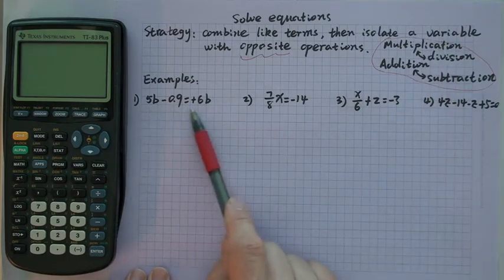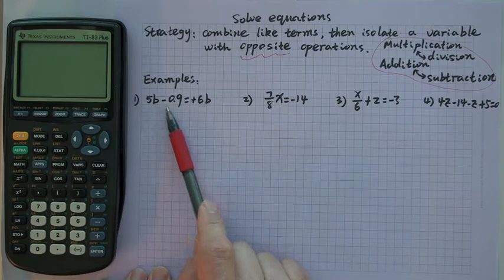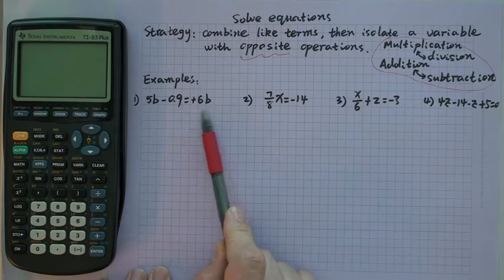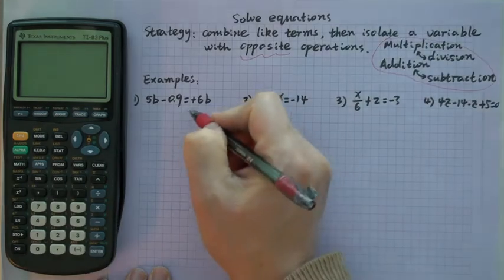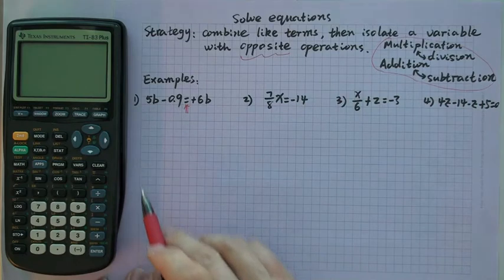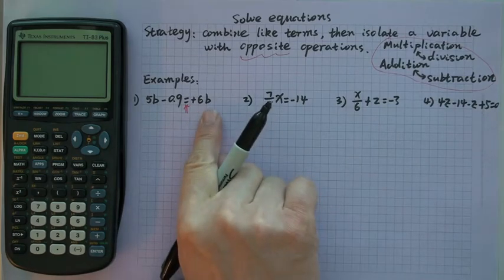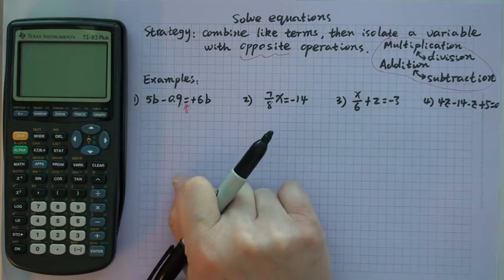Here are the examples. The first one is 5b minus 0.9 equals positive 6b. You may say, okay, combine like terms. Probably we can add 6b and 5b together. That is wrong. The reason is that 6b and 5b are not on the same side of the equation.